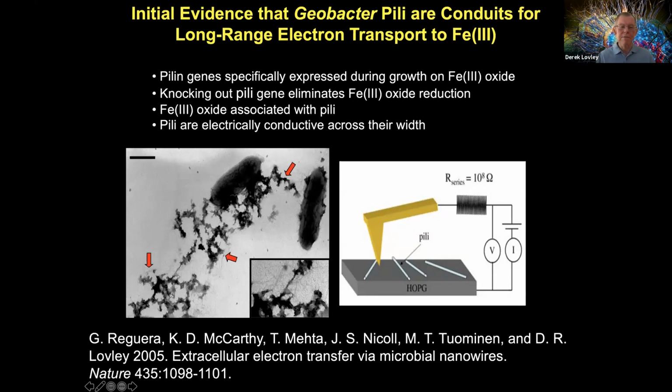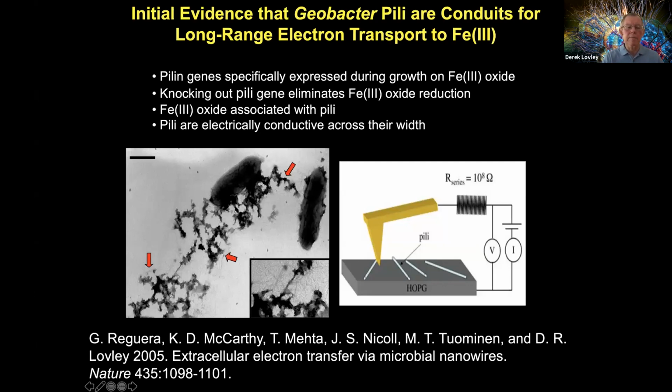So this was a bit of a quandary. How could the electrons from inside the cell get all the way out to this iron oxide at a distance and stuck on the pili? So the hypothesis was, well, maybe these pili are electrically conductive. That actually didn't seem that likely. Proteins are typically insulating or non-conductive.